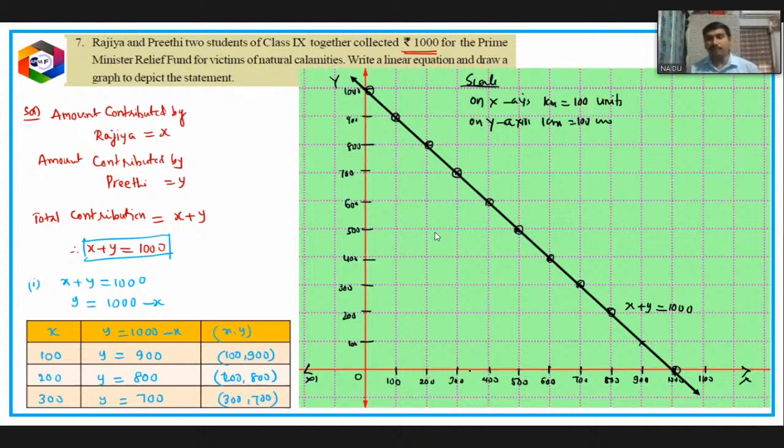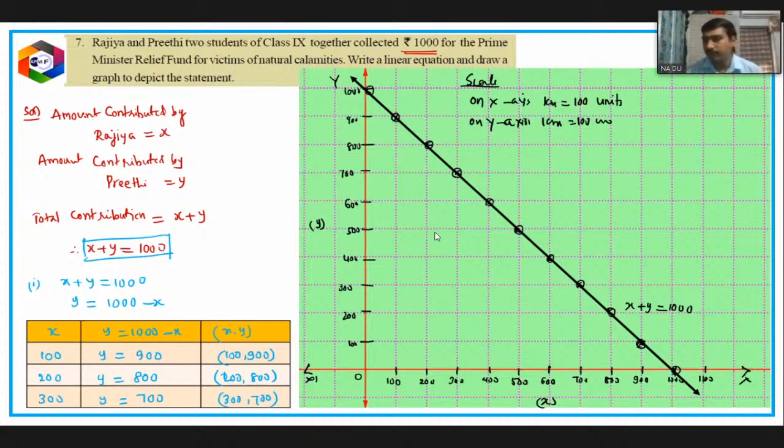But from the next question onwards they will ask questions based on this also, but here, for this data, it is asked to draw the graph only. So I think it is clear, children, and the linear equation that will represent the data is x plus y equals 1000, and these are the points which satisfy it, and we have plotted them on this graph sheet, and this is the straight line that is passing through these points. I think it is clear. So this is the graph which depicts the information given in the question.